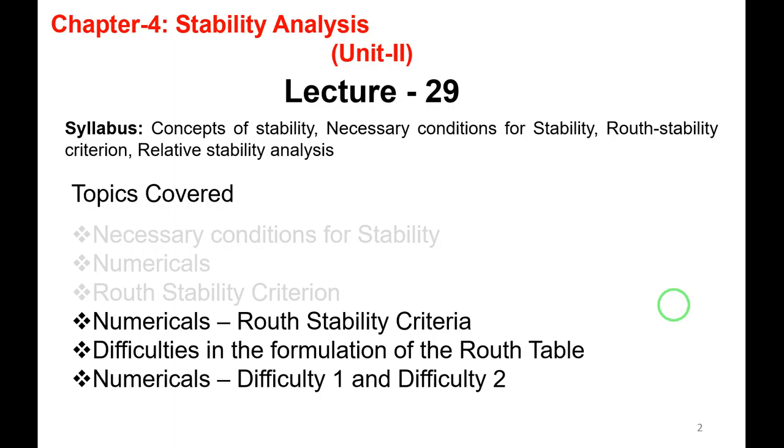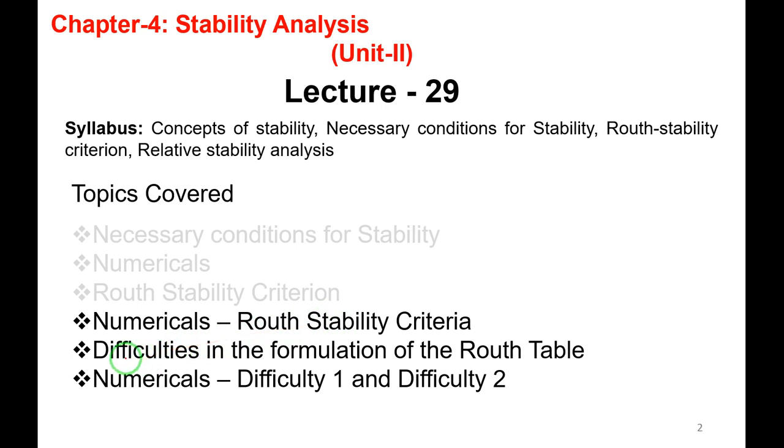Okay, in the previous lecture, we have seen the necessary conditions for stability and we have solved a few numericals based on that. Then we studied the Routh stability criterion. It is an algebraic criterion, a mathematical method to judge the stability of a given system. Please keep in mind, it is a mathematical technique, an algebraic criterion, which we can use to judge the stability of the given control system. And we will solve a few numericals using the Routh stability criterion.